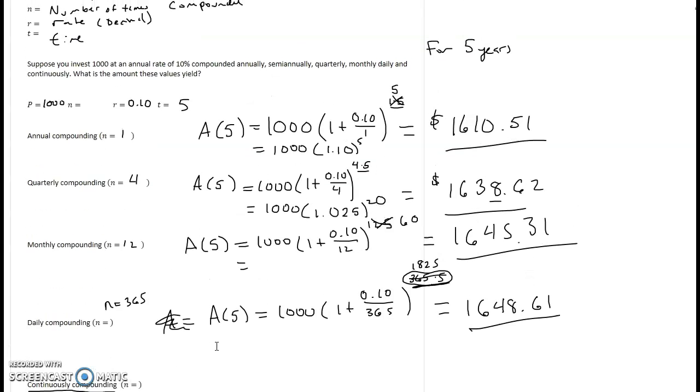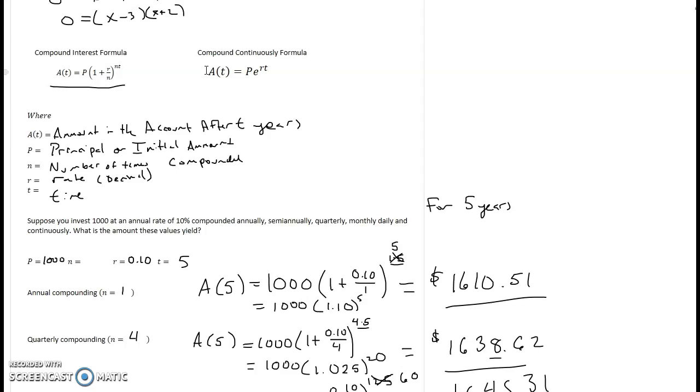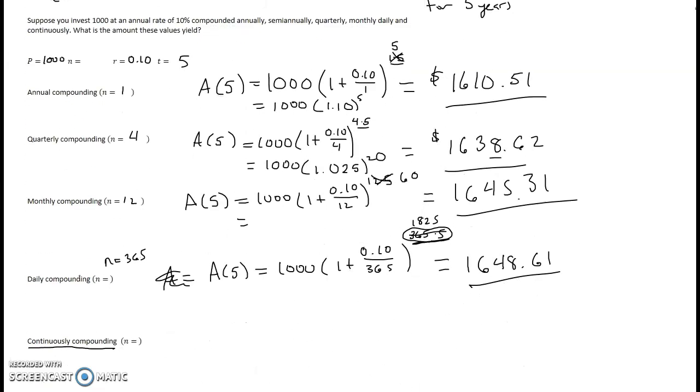Now, it's a little funky. This is a different formula. This is the formula we're using. E, remember, is that constant that's like 2.71. It's like pi. It's an irrational number. P is still the principal. R is our rate, and T is our time. So with this one, we're going to use P e to the RT.